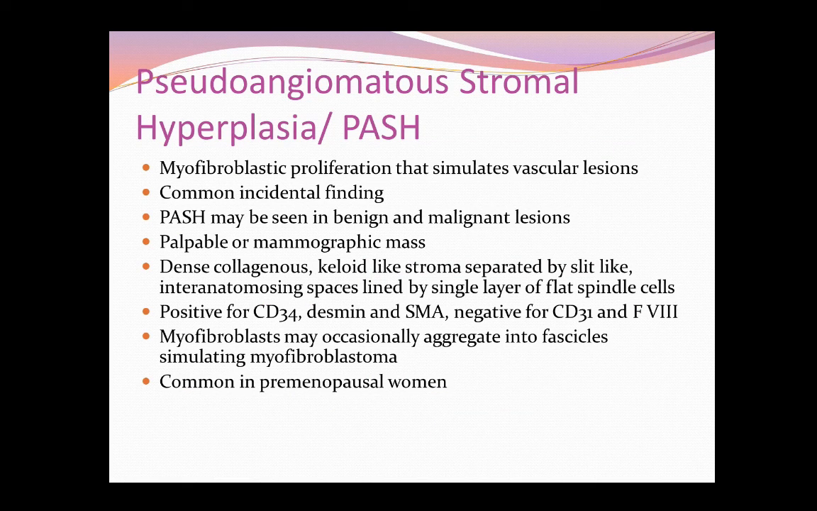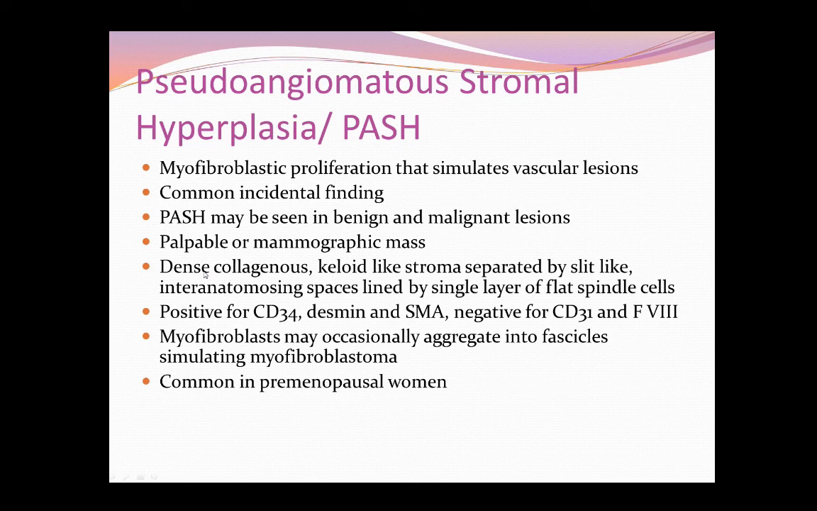Pseudoangiomatous stromal hyperplasia, or PASH. It's a myofibroblastic proliferation that simulates vascular lesions. It's a very common incidental finding. There was one study which showed almost 23% of breast biopsies have PASH. And it can be seen in association with benign and malignant lesions like carcinoma, fibroadenoma, phyllodes, hamartoma. Sometimes they can present as a palpable or mammographic mass, and then they are referred to as a PASH tumor.